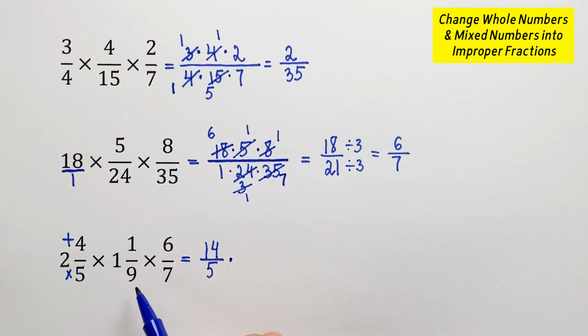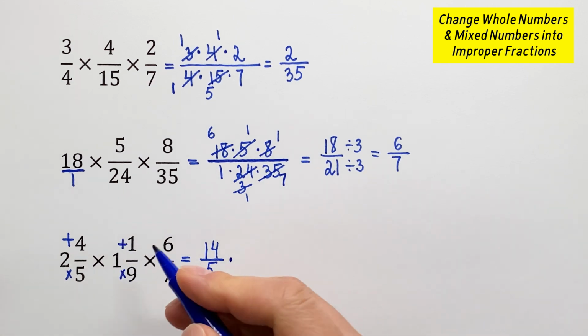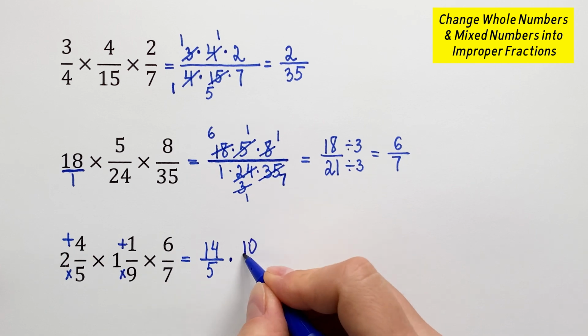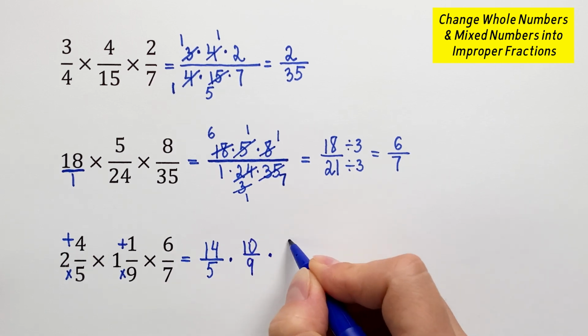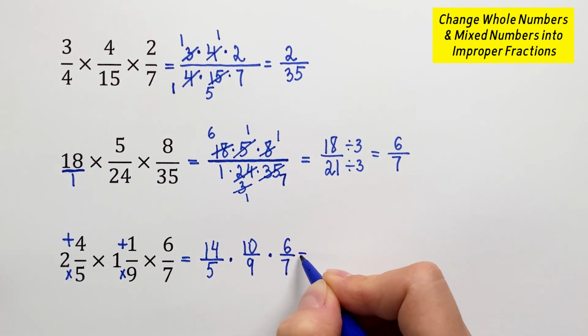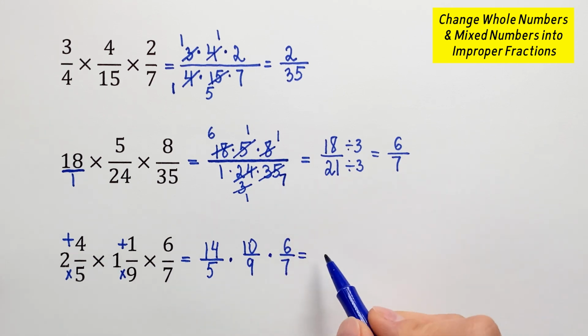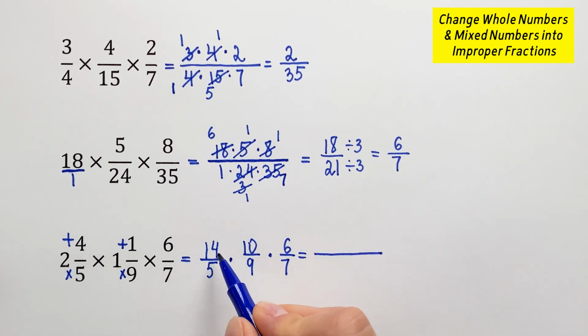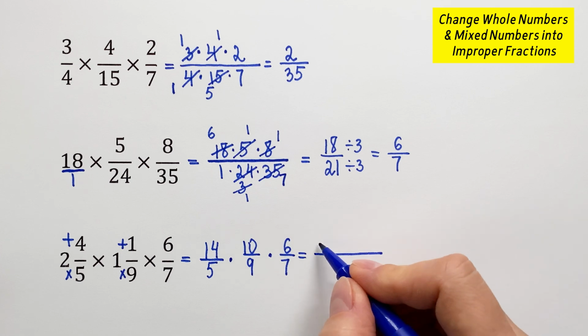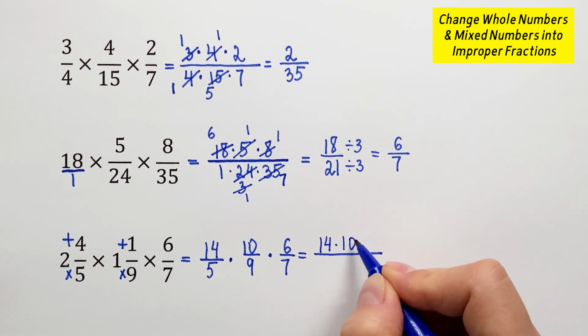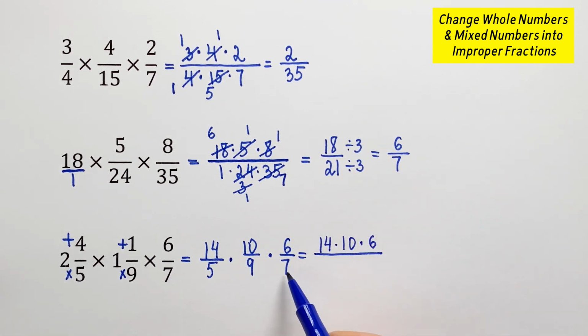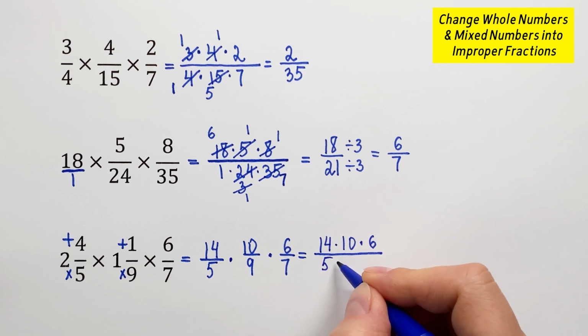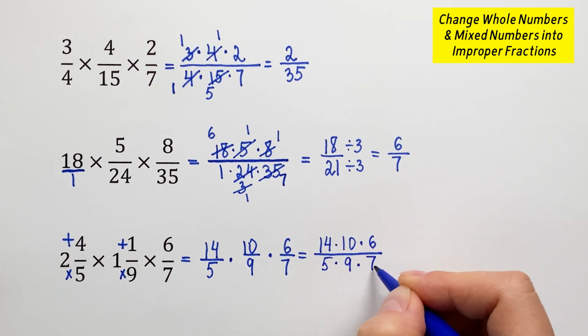Times, let's work on this one, 9 times 1 plus 1. 9 times 1 is 9 plus 1 is 10. 10 over 9. And then times 6/7. Now we can multiply our fractions. So what do we do? We multiply the numerators first. 14 times 10 times 6. Then we multiply the denominators. 5 times 9 times 7.